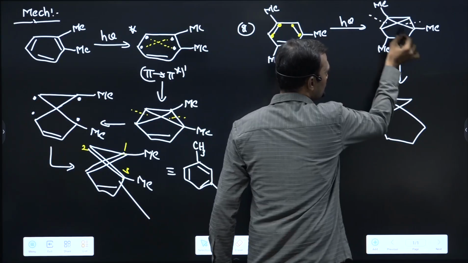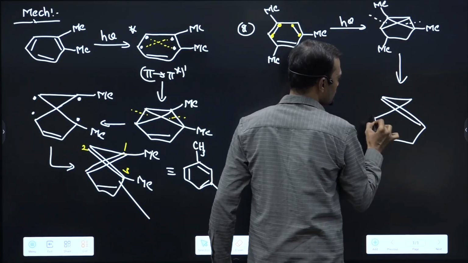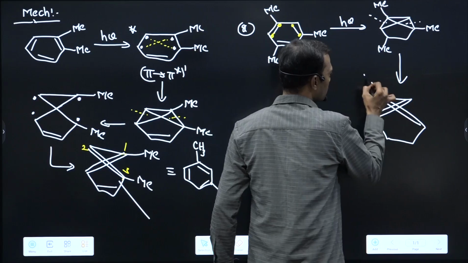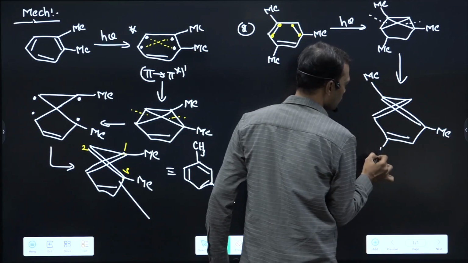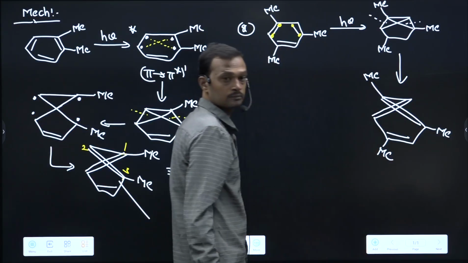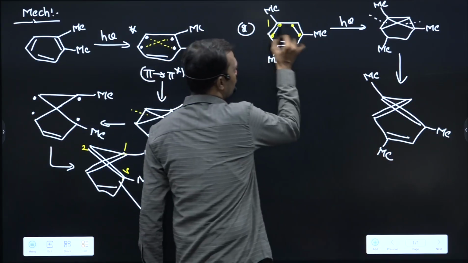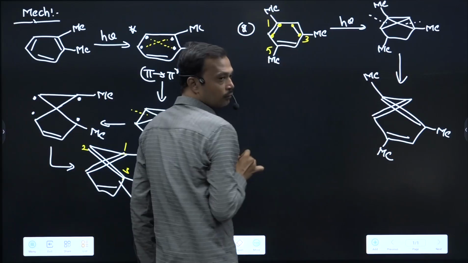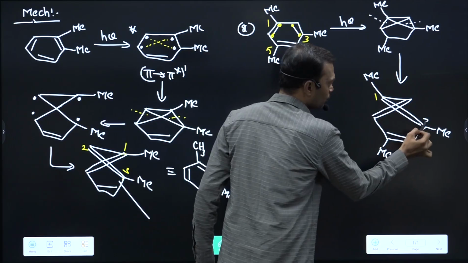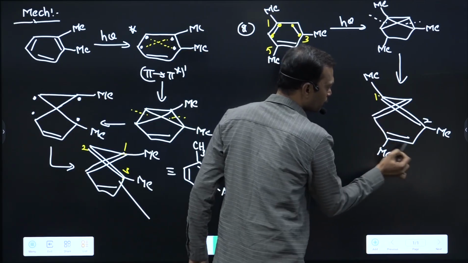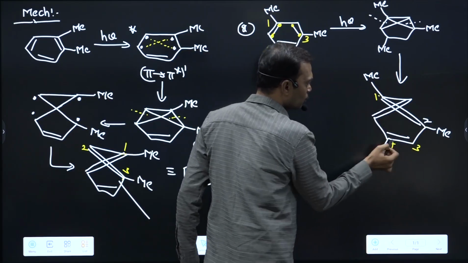After breaking this, here this and this a double bond, this and this double bond, and here methyl is present, here one more methyl, and here one more methyl. So what is this? 1, 3, 5 trimethyl benzene. Now it becomes 1, 2, 3, 4, 1, 2, 4.